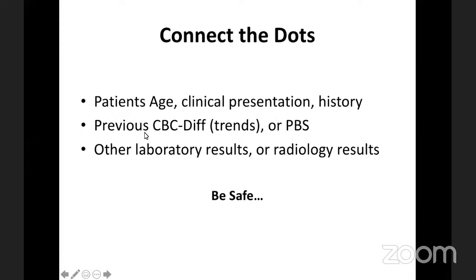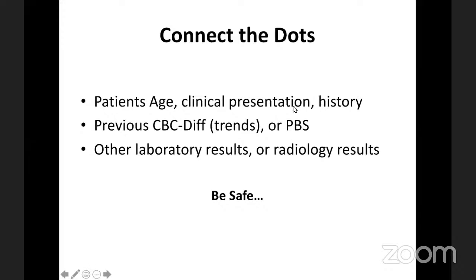I always ask my resident to go to the previous CBC and diff and get the trend of the finding. Is the patient progressing or regressing? For example, is he building up blasts through time, or if there is thrombocytosis or thrombocytopenia, is it abrupt, acute, or chronic for a long time?